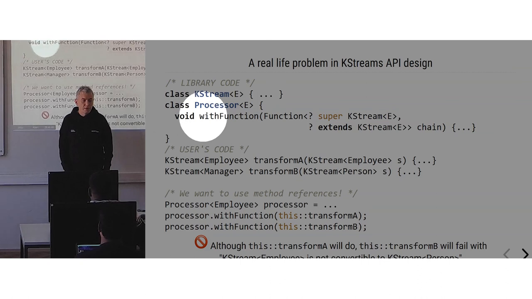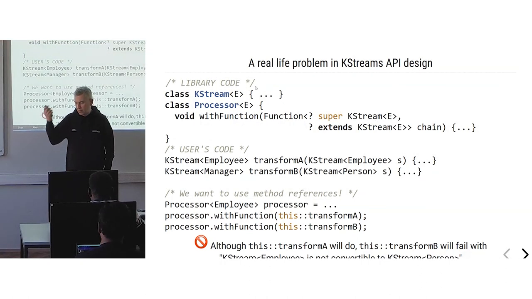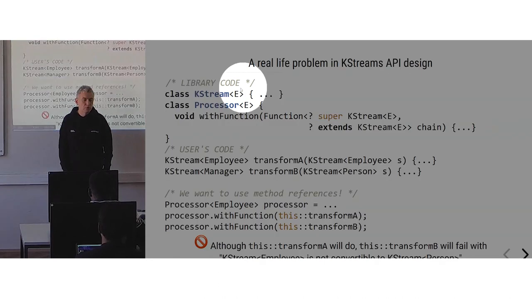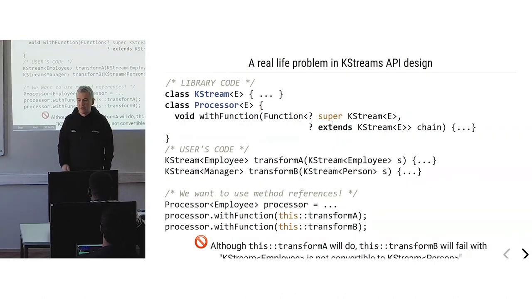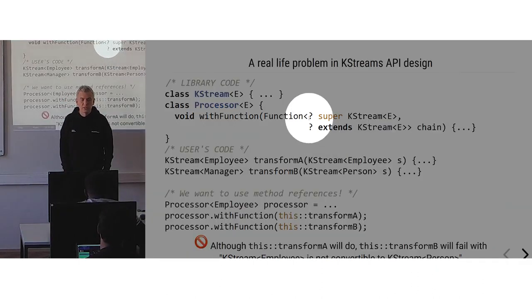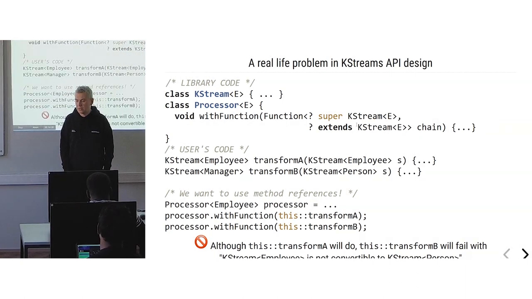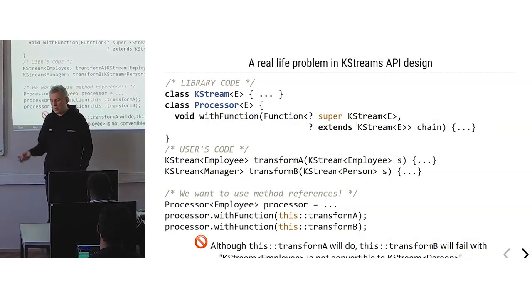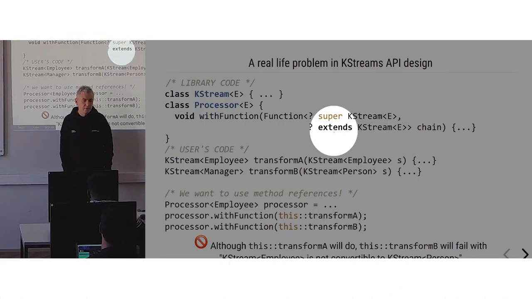It's a very complicated library, and we also have methods like this one. Please provide me a function that converts one KStream to another KStream, for example. And as I told you before, when using a function in Java as an argument, you must do it: if you are using the Function interface, you must always put here question mark super, here question mark extends. Otherwise, it just won't work with lambdas, with automatic type inference. So you cannot get rid of these.